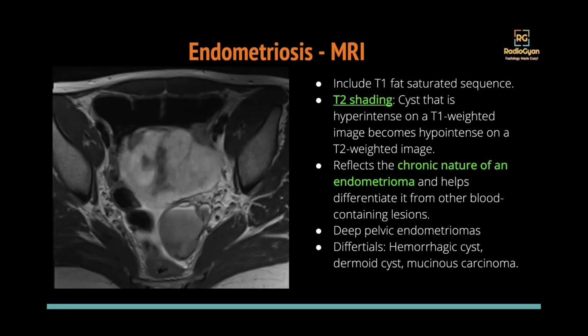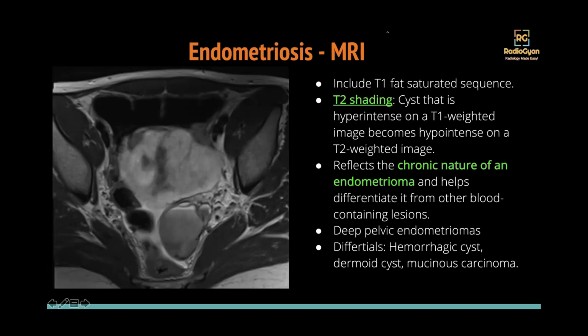Okay, so how do we evaluate endometriosis on MRI? The first thing is about the sequence. We do not need post-contrast sequences most of the time. Always and always include a T1 fat saturated sequence, as I showed you, because that will help distinguish other T1 hyperintense lesions.